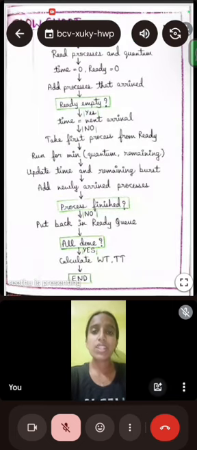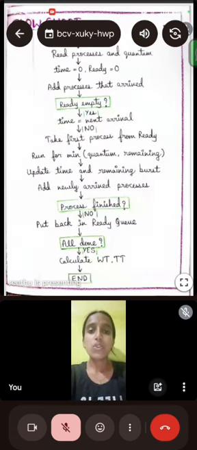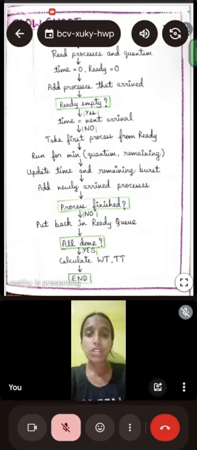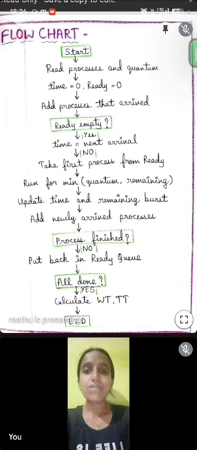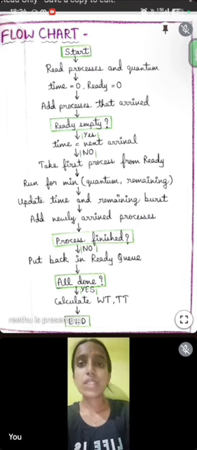Next is the flow chart. Here we can see how briefly we designed the flow chart. For the ready process quantum, we initialize it to 0, then yes or no, like how it divides. Ready attempt, process finished, all done and all. So let me go with the next part.